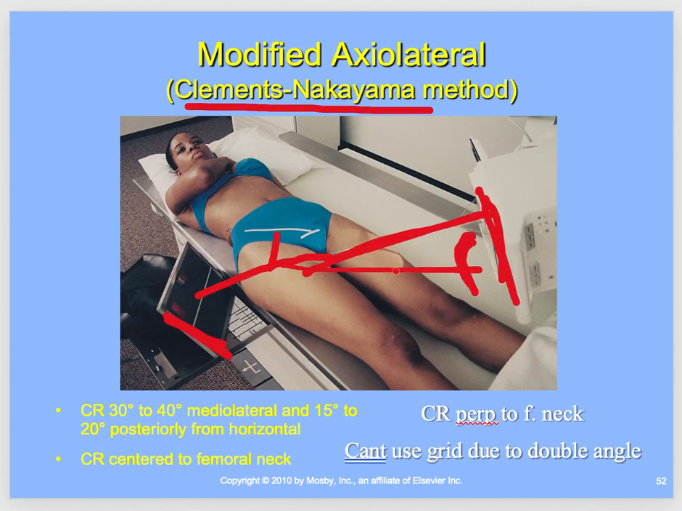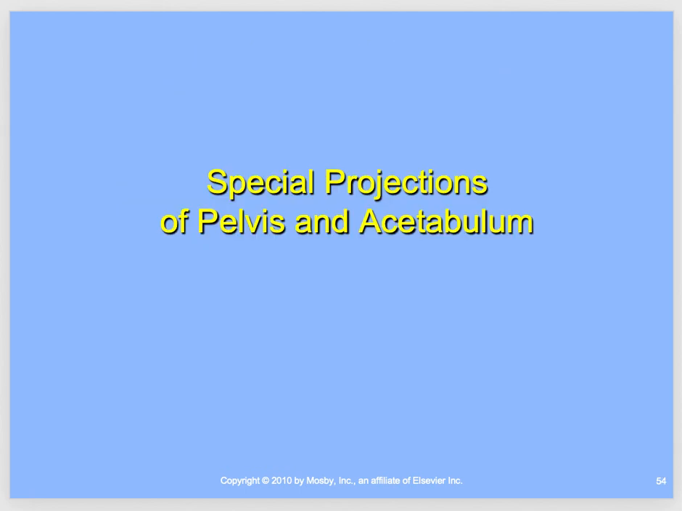And you're doing this because the Clements-Nakayama is used if there is suspected fracture in both legs where you're not wanting to move either leg. So you're going to get this image and then you're going to move over and get the opposite image of the other leg as well. So keep that in mind. The only time you do a Clements-Nakayama is if you are suspecting a fracture in both femurs. Okay? So special projections of pelvis and acetabulum.